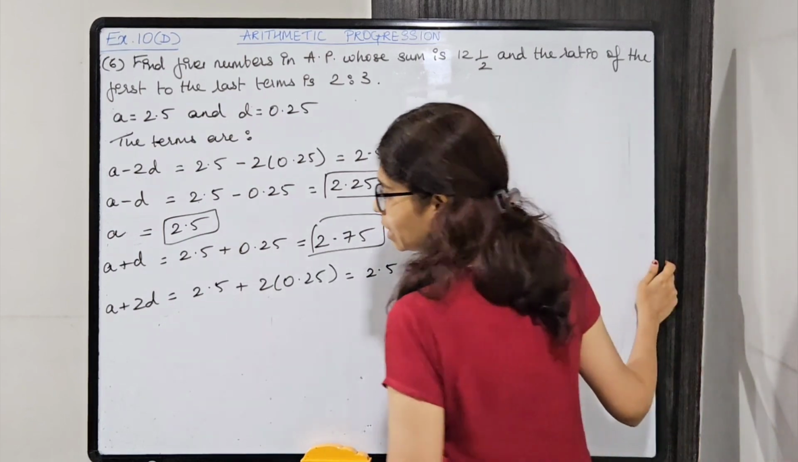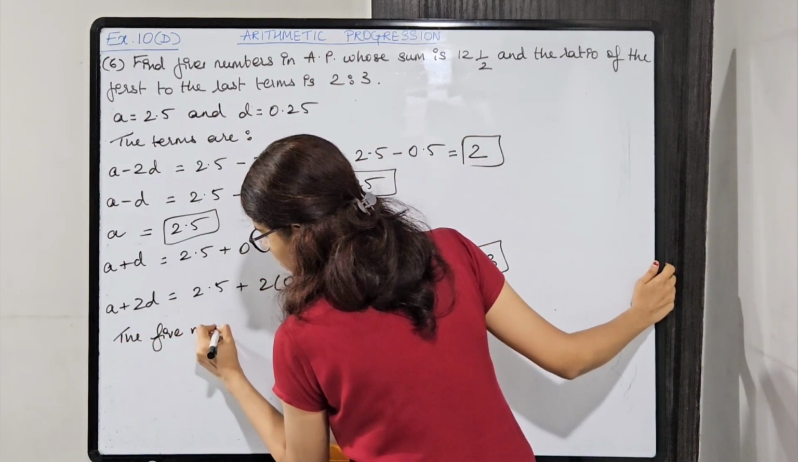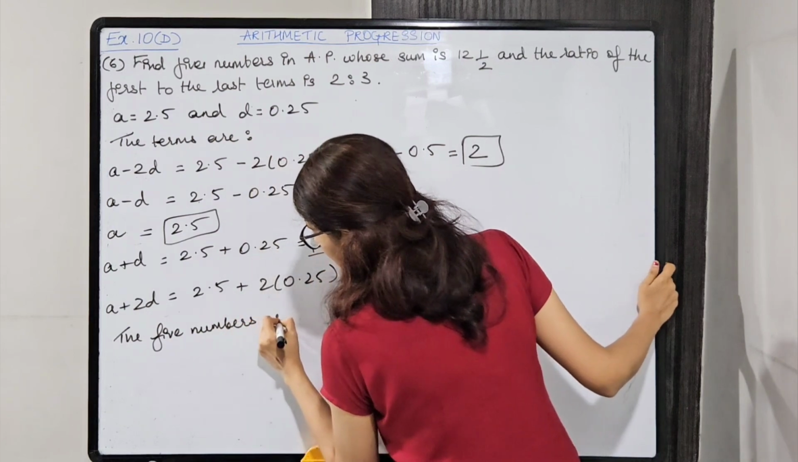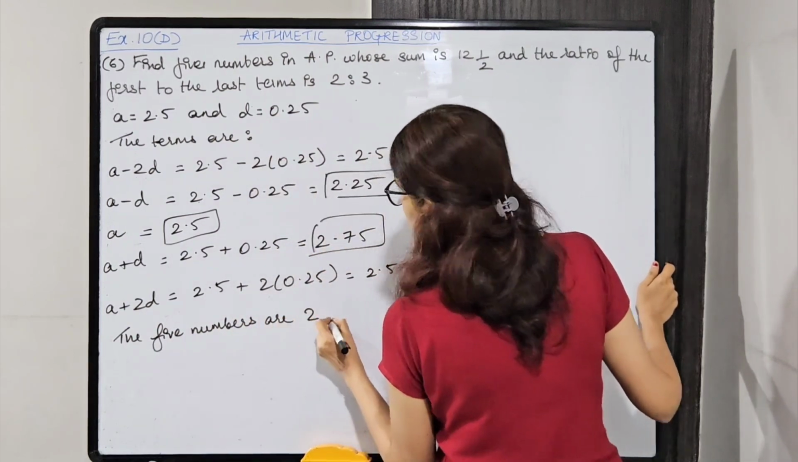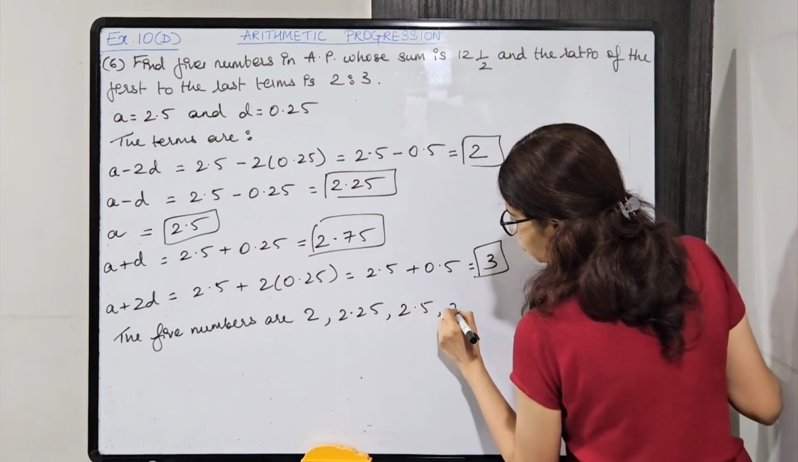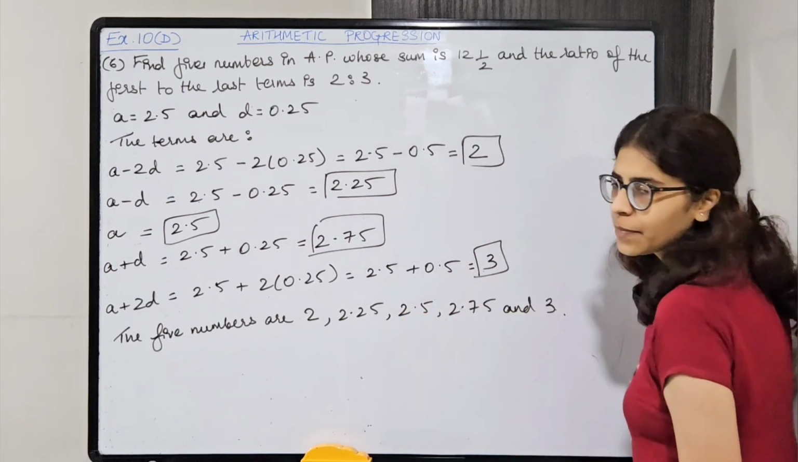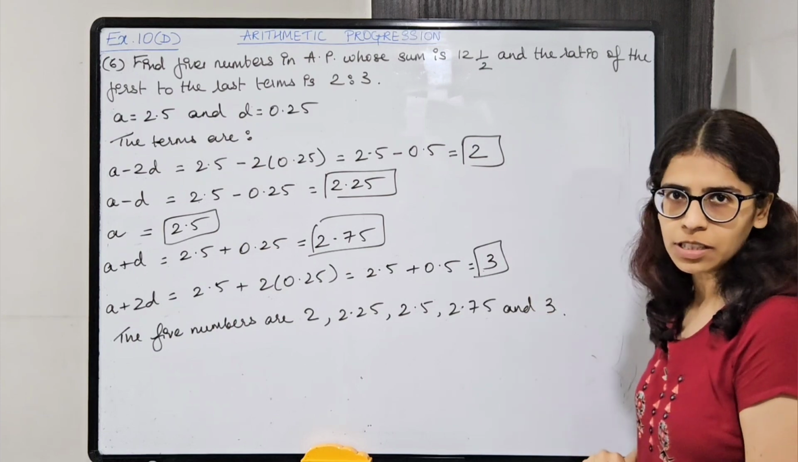Okay, so you'll write down the statement. The 5 numbers are 2, 2.25, 2.5, 2.75 and 3.